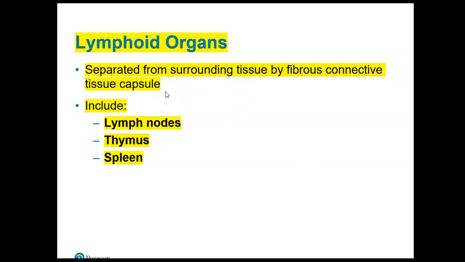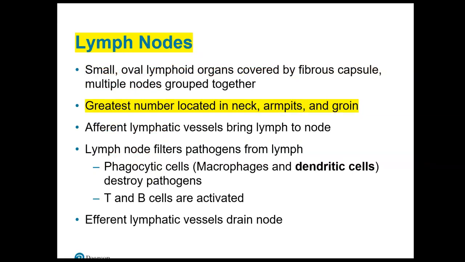Lymphoid organs are called organs rather than tissues because they're separated from the surrounding body tissue by a fibrous connective tissue capsule. So lymph nodes, thymus, spleen, these all count as lymphoid organs. Lymph nodes.